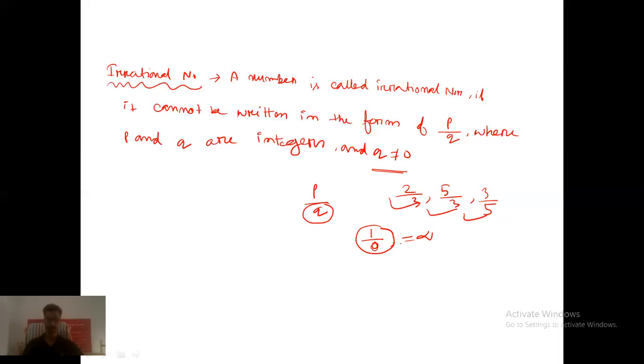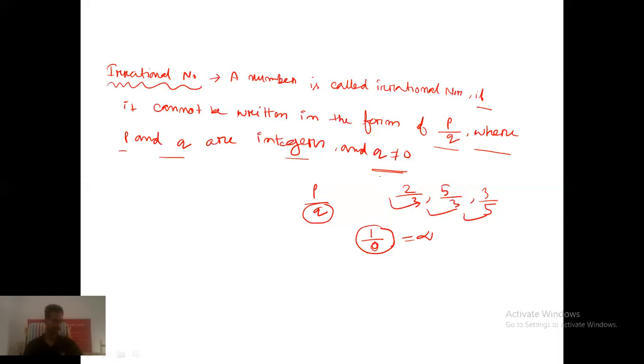So just remember what an irrational number is: a number is called irrational number if it cannot be written in the form of p by q, where p and q are integers and q does not equal 0. All of you pause the video and write down the definition of irrational number.